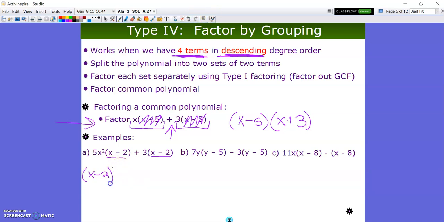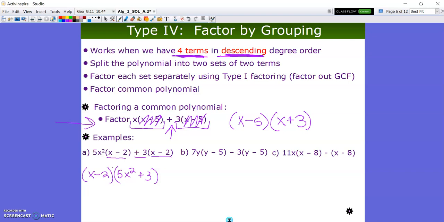Finish the parenthesis, and then put the leftovers afterwards. So I have a 5x squared, and then I have a plus 3. Okay, you try. You pause the video, factor out what you can, and write your leftovers.